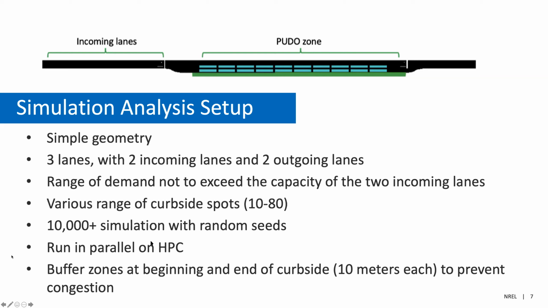We have a buffer zone at the beginning and end of the curbside, basically here, to prevent congestion. Basically, when a vehicle enters the edge, it cannot stop right there since it's already at a fairly high speed. So we set this buffer zone.